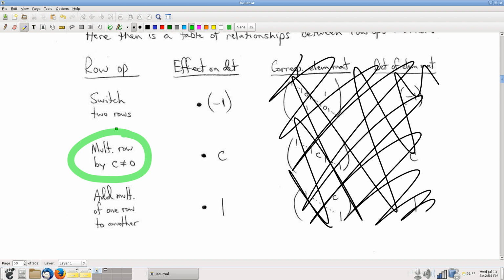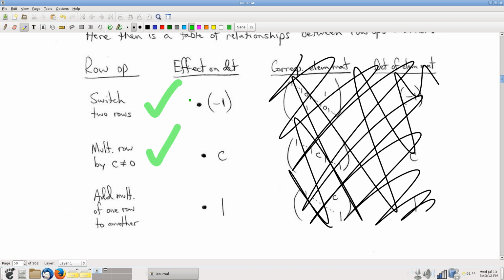And we already know what happens when you multiply a row by a non-zero scalar. From multilinearity, we know that when you multiply a row by a scalar, it doesn't even need to be non-zero, the point is that by multilinearity, the determinant gets multiplied by that same constant. So this we already know.